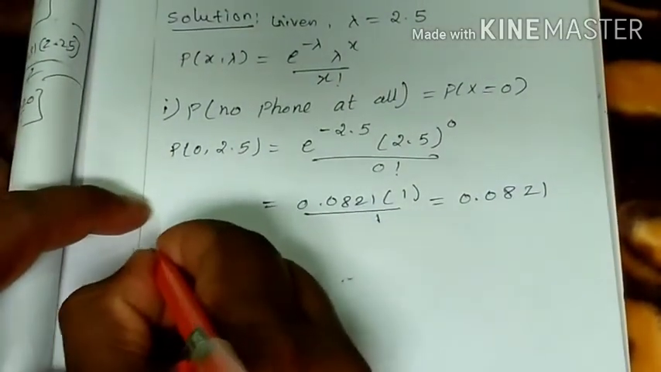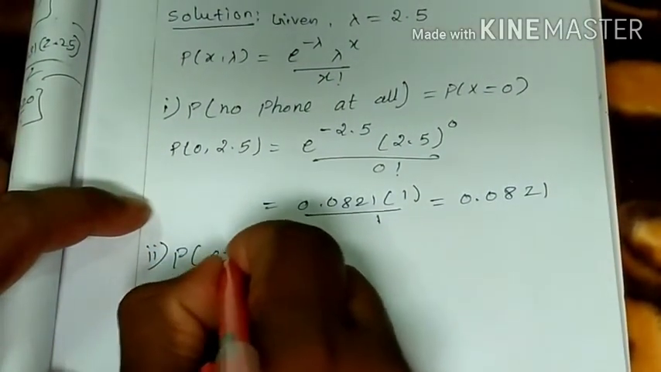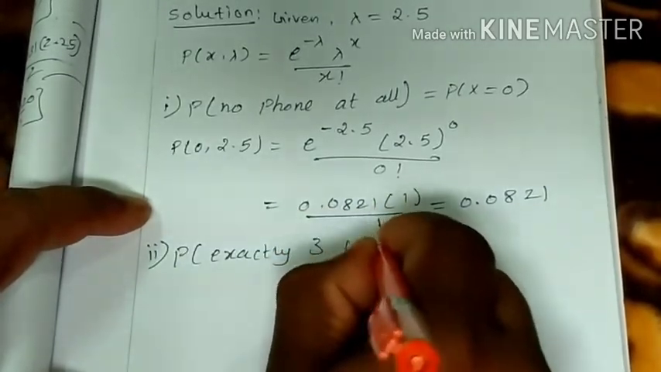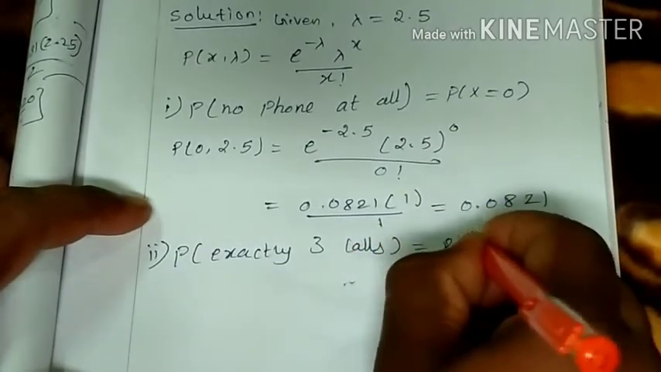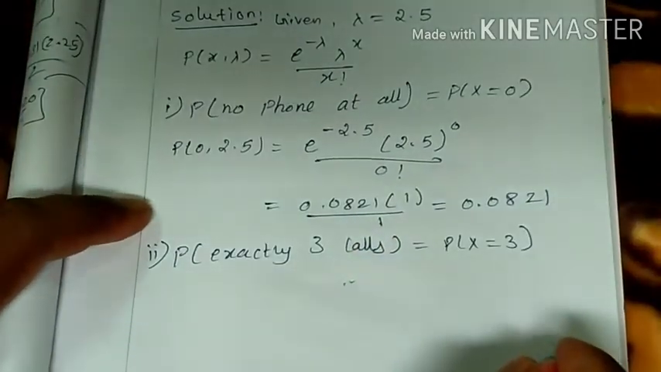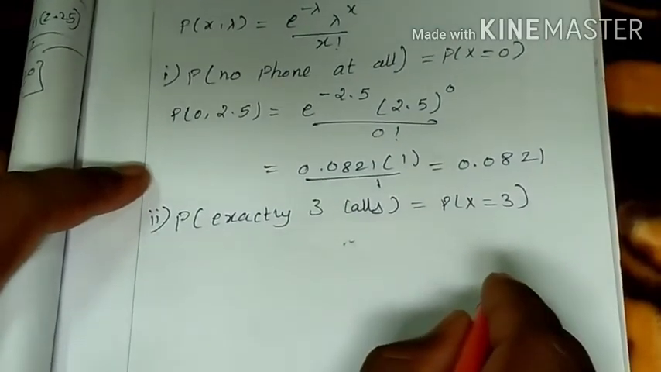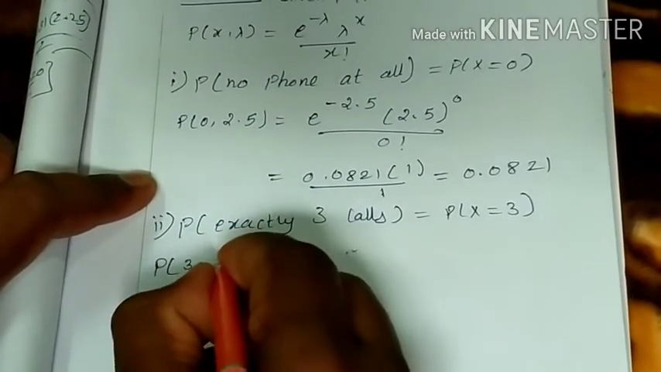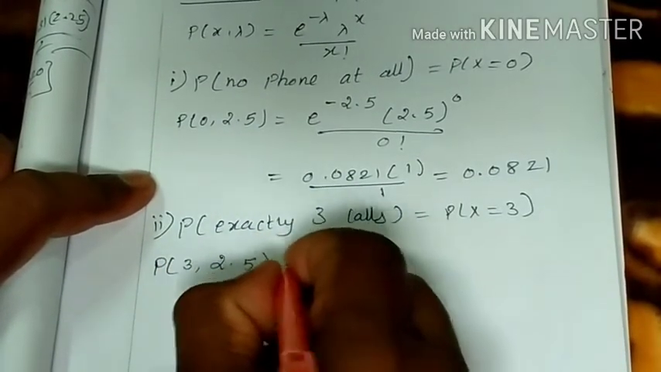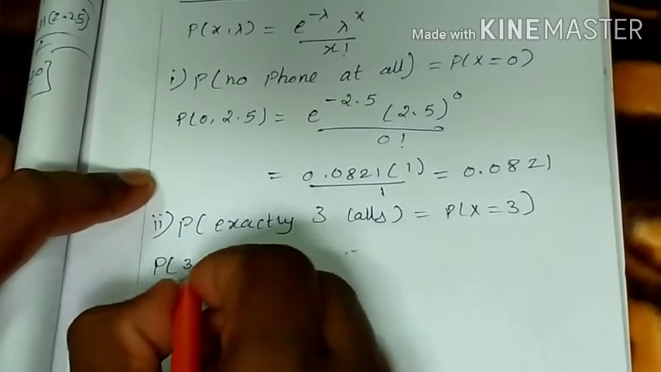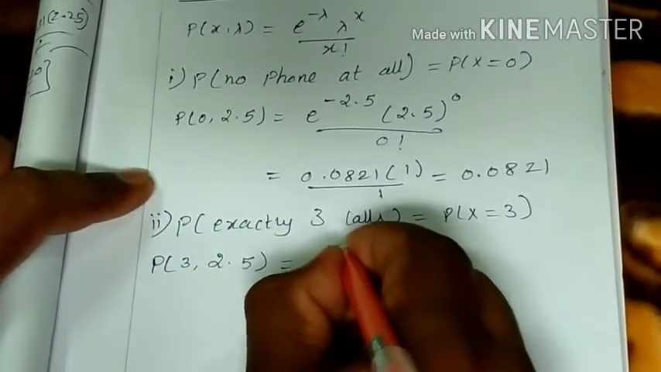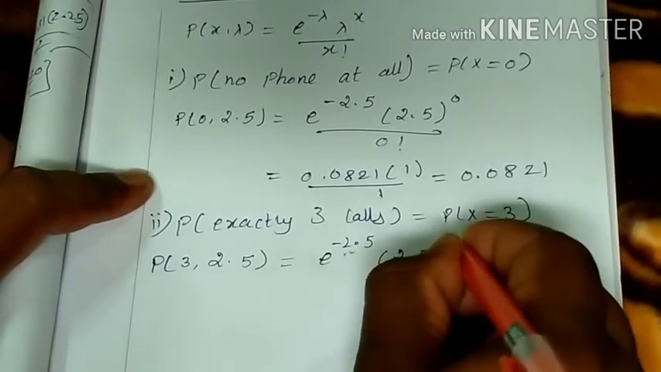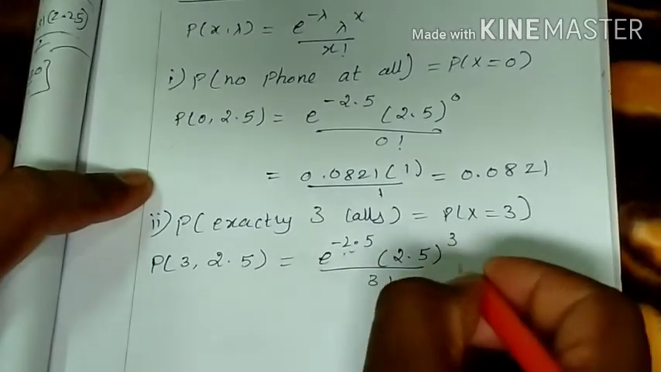And this is the second question. The second question is the probability of exactly 3 calls. Exactly 3 calls means P of x is equal to 3. So using the Poisson distribution, P of x is equal to 3 comma lambda is equal to 2.5. Lambda is fixed for every sum. So P of 3 comma 2.5 is e power minus lambda, so minus 2.5, into lambda power x, so 2.5 power x is 3, divided by 3 factorial.